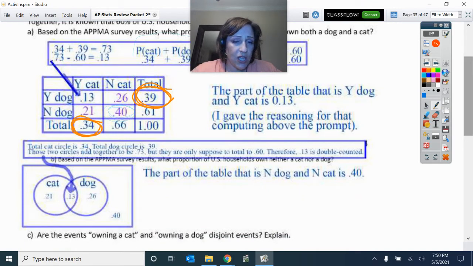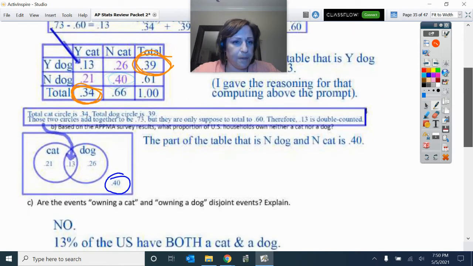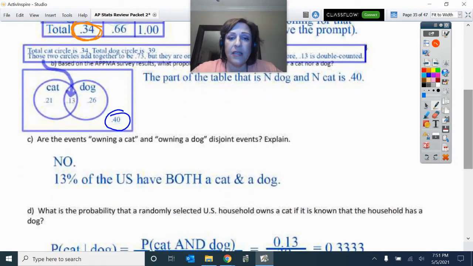Next, based on the survey results, what proportion of U.S. households own neither? Okay, so that's finding this outside part here, the 40% that do not own either. Are they disjoint? Well, nope, we can see right there they are joint, because 13% own both.